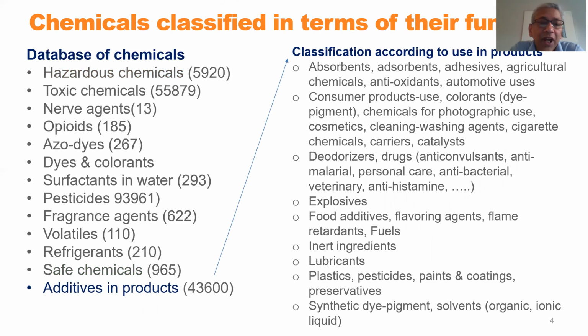On the other hand, if we want to add a chemical as an additive, we also have about 43,000 compounds in it, and we have classified their use in terms of their functions, like adsorbents, cosmetics, deodorizers, drugs, food additives, and so on. So again, if we are looking for an additive and we know what is the function, by going to this database, we can find the chemicals. And then we can cross-check if the chemical belongs to harmful effects, then we cannot use it. If they do not, then we can use it. So it's a useful database option that we have developed.